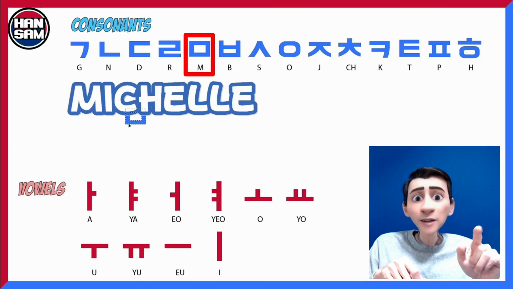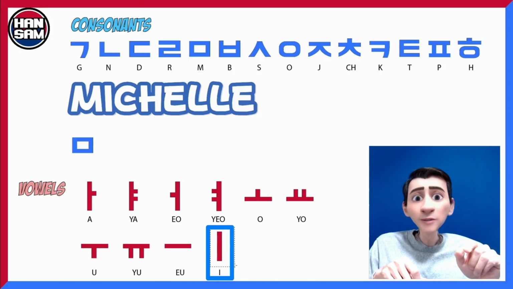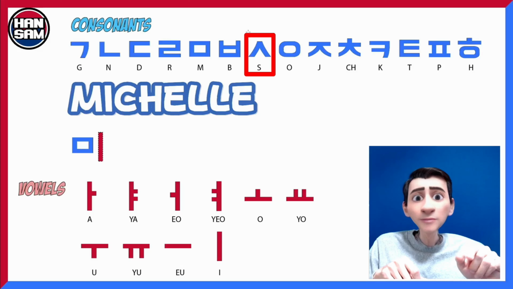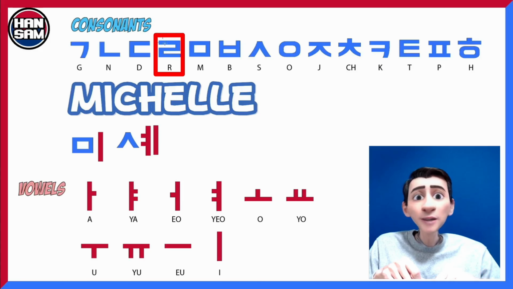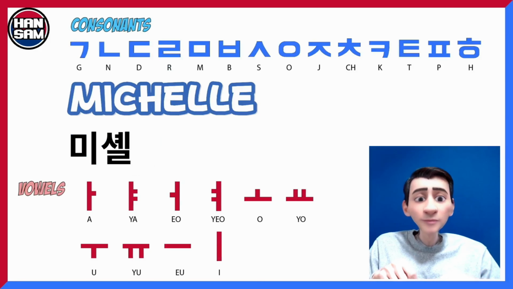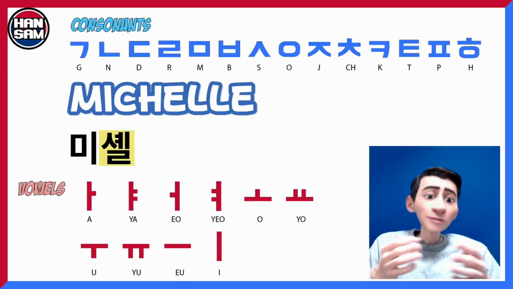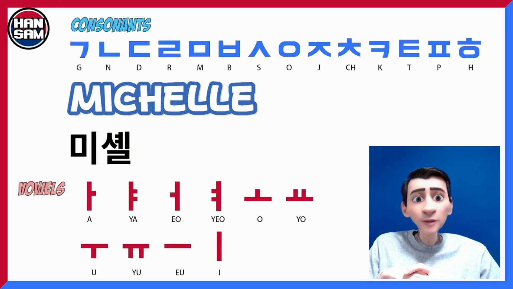We need mu sound from mium, e sound from the vowel, s sounds from shiot. In order to create ye sound, we need to combine vowel yo and e together. We need to borrow r sound from the real to complete the name, Michelle. Okay, this is Korean pronunciation.